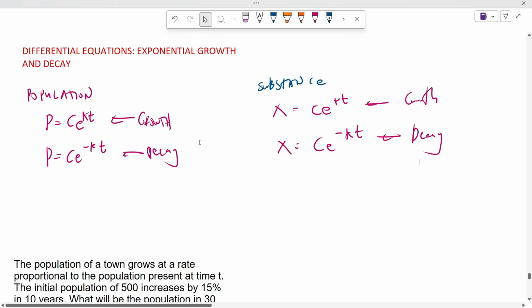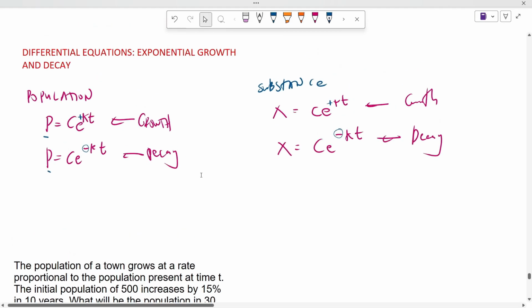For population, the variable is just P. If it is growth, K is positive, then for decay, K is negative. Population refers to people and communities, while for substances, we mean the radioactive ones. So K is positive for growth and negative for decay. So that is the formula.